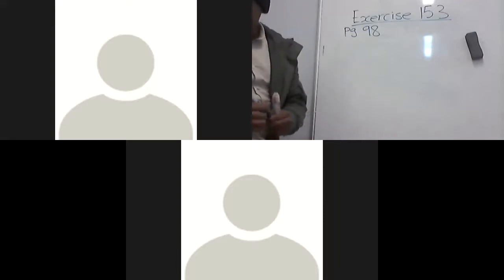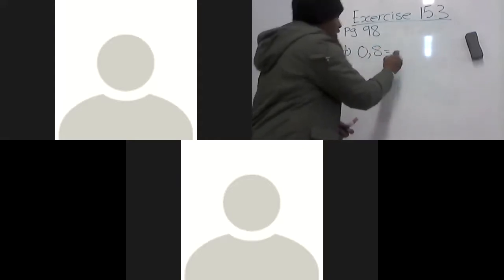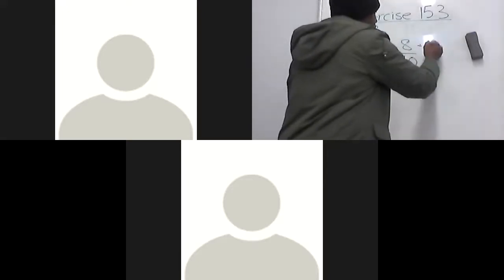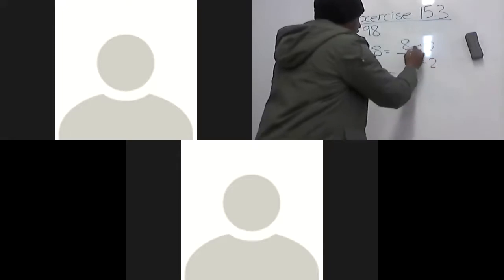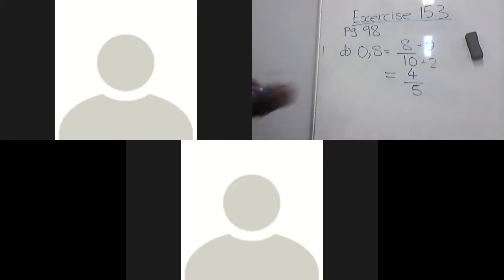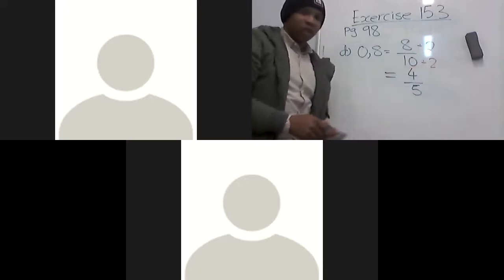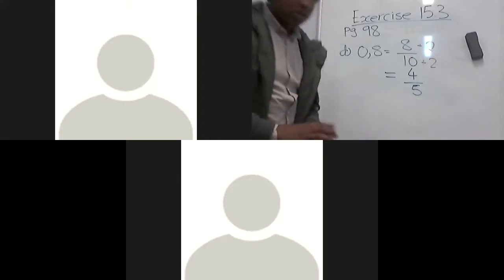Right. Moving on to D. I hope you are following, guys. We have 0.8. That will equal 8 over 10. So as we have 8 over 10, we're going to simplify this. We know that 2 goes into there, 2 goes into there. Then we'll have 4 over 5. That's the simplest fraction for the decimal 0.8. So you'll see here we're dividing the numerator by 2, we also divide the denominator by 2. What you do to the denominator, you must also do to the numerator. Got it?